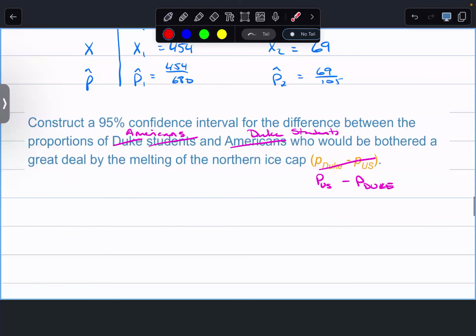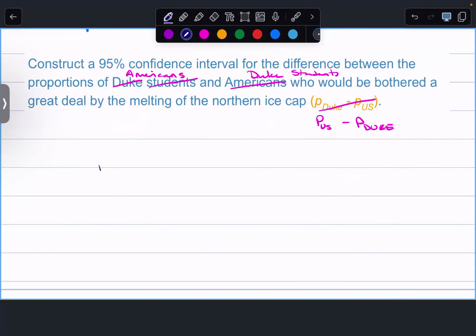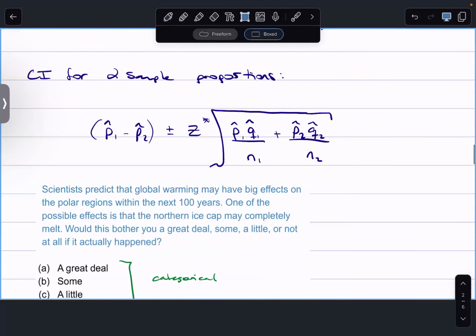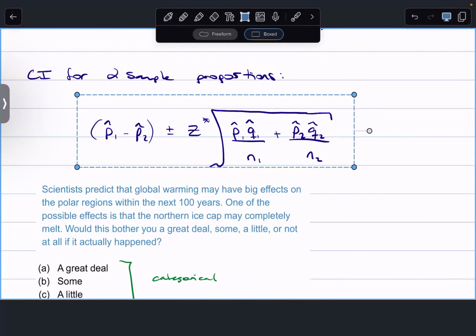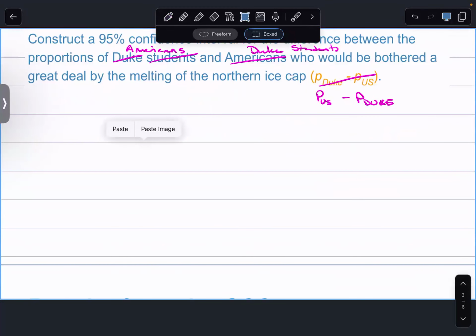Right? And so if I want to make a 95% confidence interval for the difference between the proportions of Americans and Duke students who would be bothered a great deal by the melting of the northern ice cap, it tells you the difference that you want to investigate, then a general confidence interval, or we already did it actually. Let me grab it here. Looks like this. Copy. Paste.